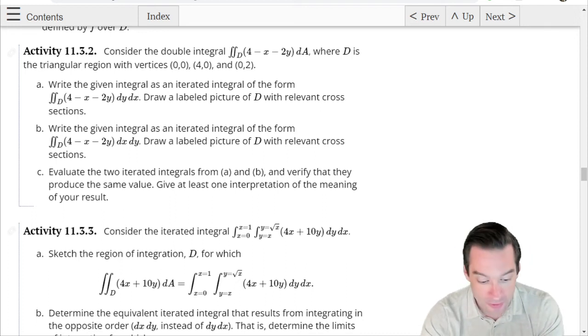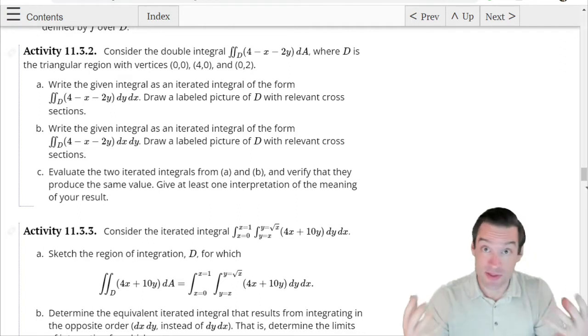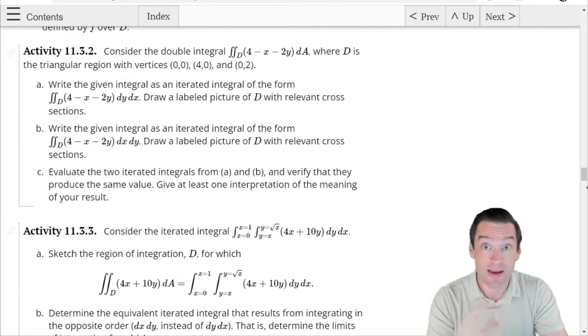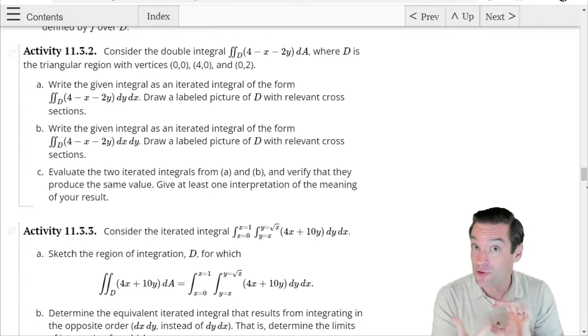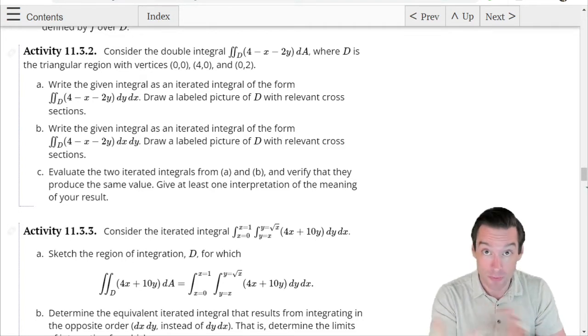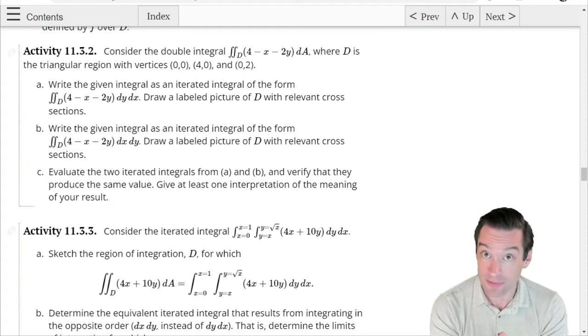Now that we know how to find the values of double integrals over general regions, and general regions mean that rather than just rectangles on the xy plane, we now have the tools, the tape measure method gives us a tool to describe a general region in the xy plane. But there is more than one way to do that, right?